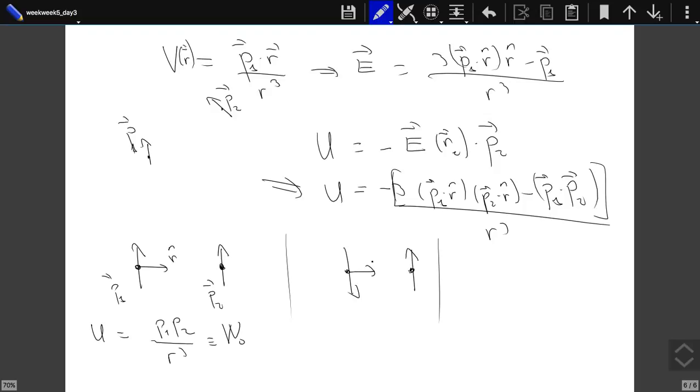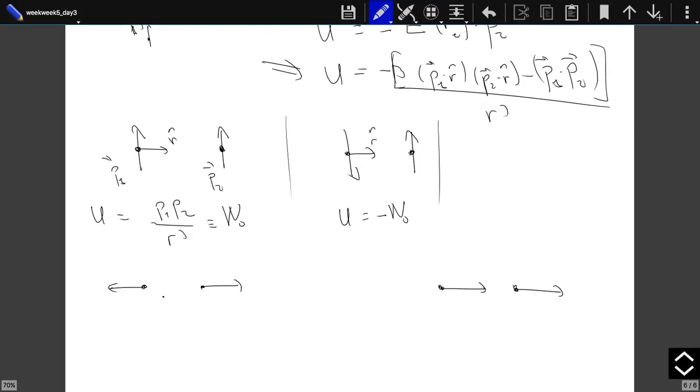Let's look at the second configuration. What is P1 dot R hat? P2 dot, the first term is again 0. What is P1 dot P2? It's minus the product of the magnitudes. So the energy here is minus U0, minus omega 0. Let's look at this one.